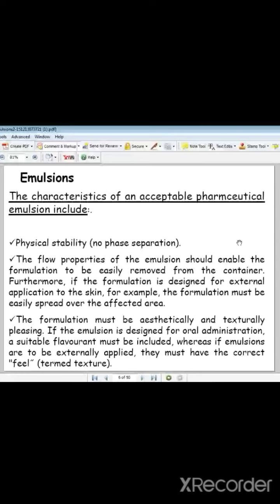If the emulsion is designed for oral administration, flavors should be added to the emulsions for oral administration. Whereas if emulsions are to be externally applied, they must have the correct feel.